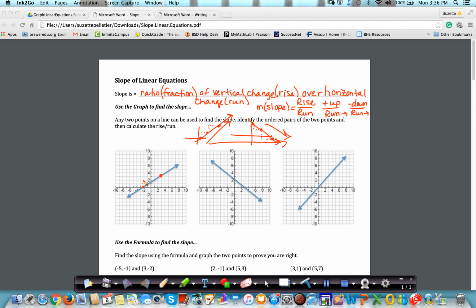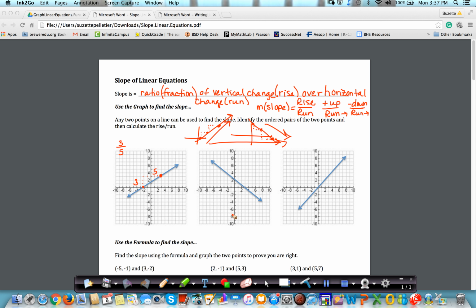So up 1, 2, 3. I went up 3, and I went over 1, 2, 3, 4, 5. So the slope would be rise 3 and run 5. And these are just estimates. I mean, these are really hard. They're shadows, so it's kind of hard to tell. We're just trying to get a little idea of how we would find slope.